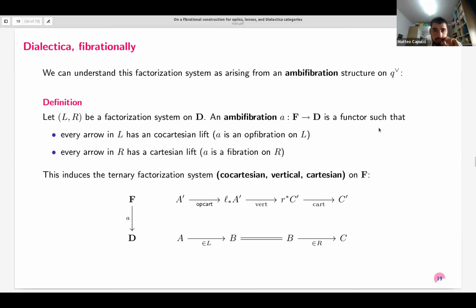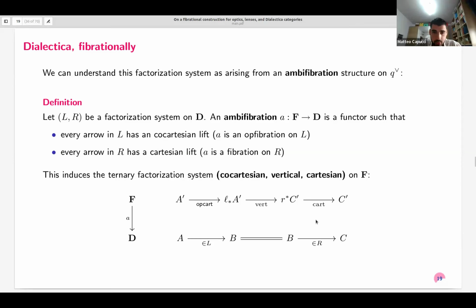What is an ambifibration? It's something that is both a fibration and an op-fibration at the same time. So it's a functor landing in D, a category with a factorization system. And with respect to arrows in L, the left class, it is an op-fibration. And with respect to arrows in R, it's a fibration. Okay, so it admits co-Cartesian lifts of left arrows and Cartesian lifts of right arrows.